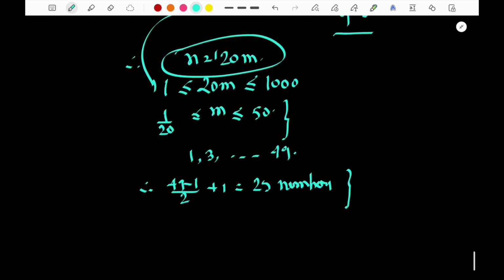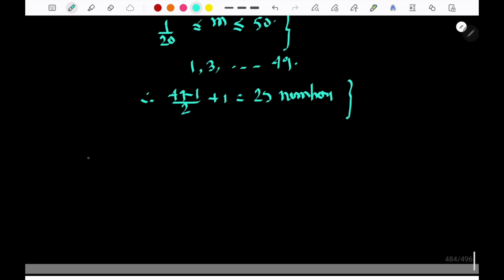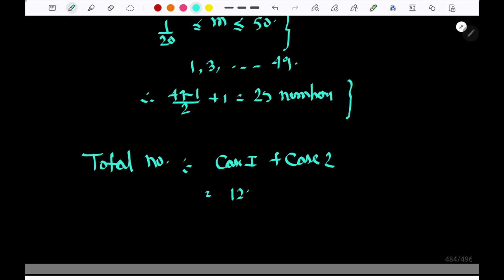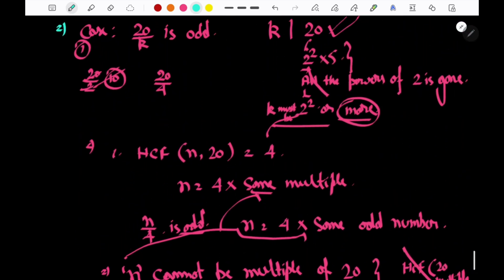Therefore, the total numbers in the set S is case 1 plus case 2. So basically this will be 100 plus 25, that is 125, and that's the answer.